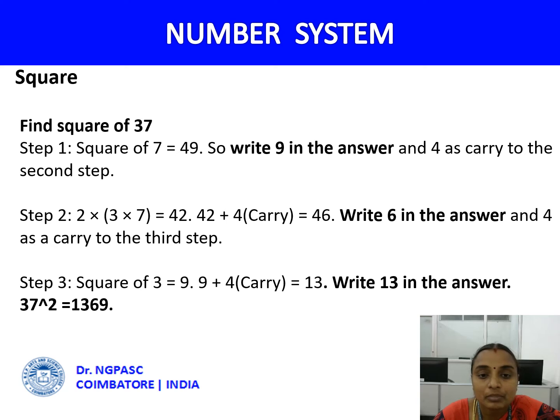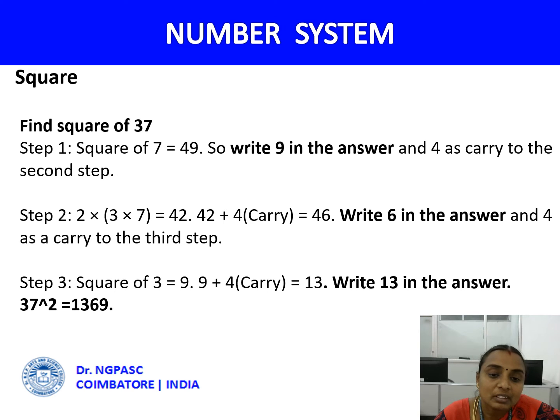See here. First, the first step, square of 7. So what is the square of 7? That is 49. Then you go to the next one, step 2. That is 2 times the tens place and the units place. That is 42. So in the first step you are having 9 as the answer, and you have to take 4 as the carryover. Then we have to add it in step 2. So 42 plus 4, you will get 46. So you take 6 as the answer, and you take that 4 as the carryover.